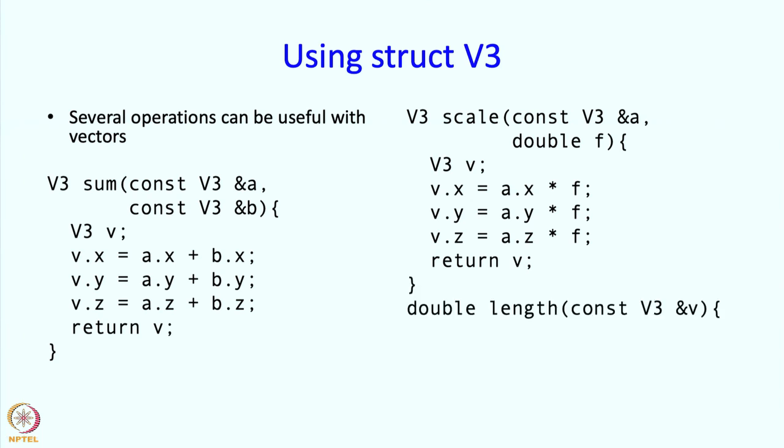Here is another possible operation that you may want with vectors, which is a length operation. Okay. So, the length operation simply takes a single vector and it returns the square root of the sum of the squares of the individual members. Okay. So, these might be some operations that you might want to perform on your structure type, on objects of your structure type V3.